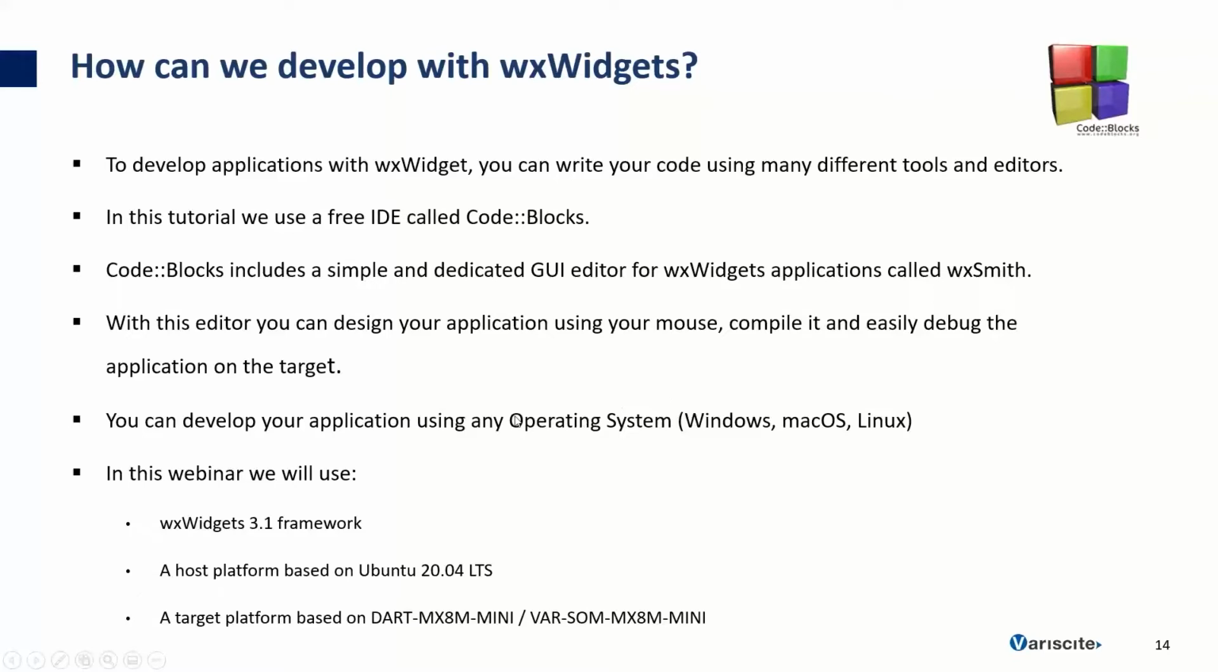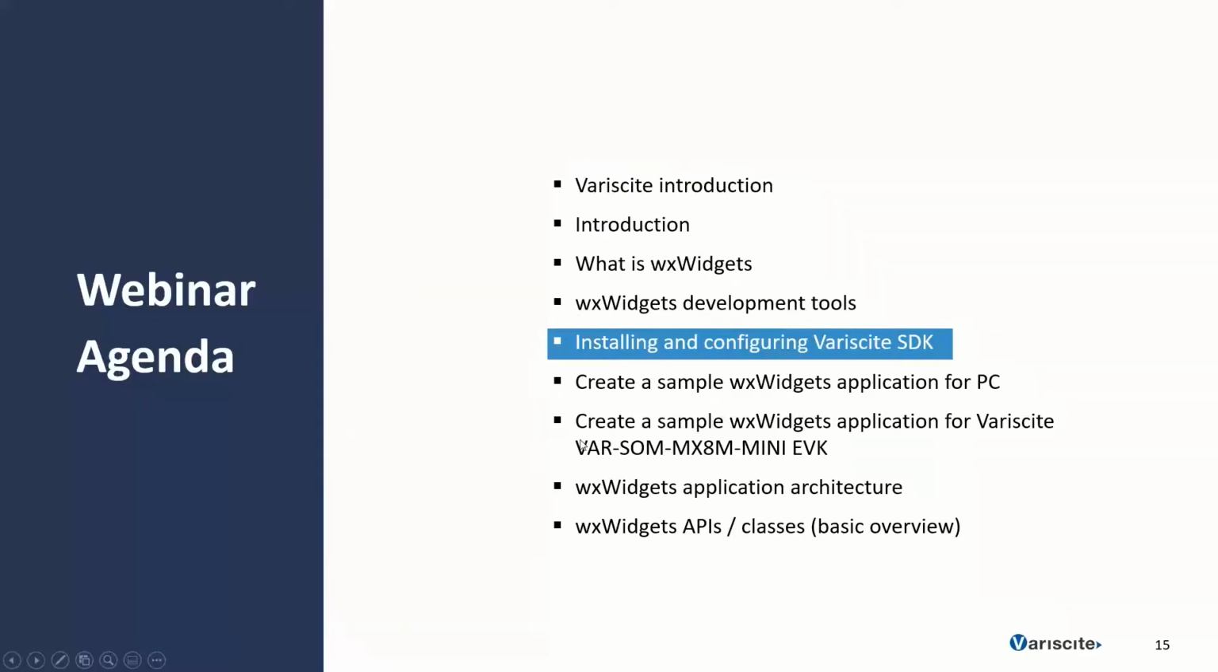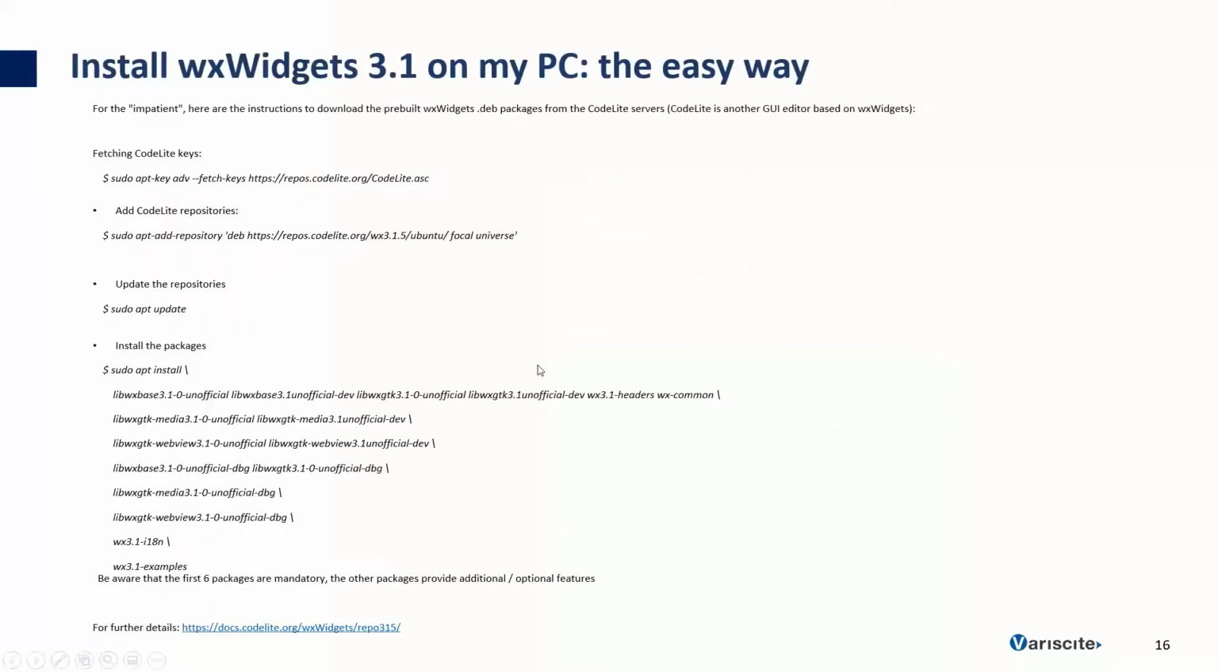In this specific webinar, we will analyze the context with wxWidgets 3.1. We will use a host platform based on Ubuntu 20.04. And as a target, we will use the Dart MX8M-MINI or VAR-SOM-MX8M-MINI according to your needs. First of all, we need to start configuring the Variscite SDK.